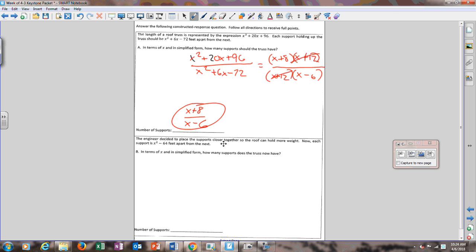Alright, the engineer decided to place the supports close together so the roof can hold more weight. Now each support is x squared minus 64 feet apart from the next. So the nice part about this is we can leave the top exactly the same, factored form. And on the bottom, it would be x plus 8 and x minus 8, because there's a difference of squares. X plus 8's cancel, and you get x plus 12 over x minus 8. And that's your answer.